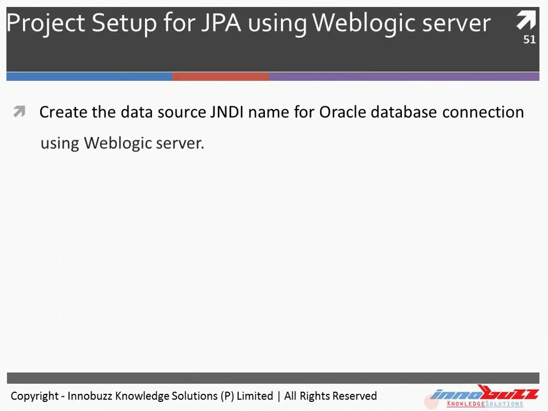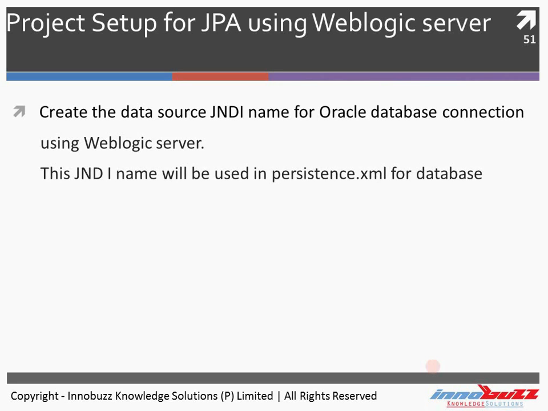So here we are using WebLogic Server. Let's see how to use WebLogic Server to create a new data source, which will be the JNDI name for the Oracle database connection, and this JNDI name will be used in persistence.xml for the database. This XML file is used for the Java Persistence API program. So let's see how to create the JNDI data source name.